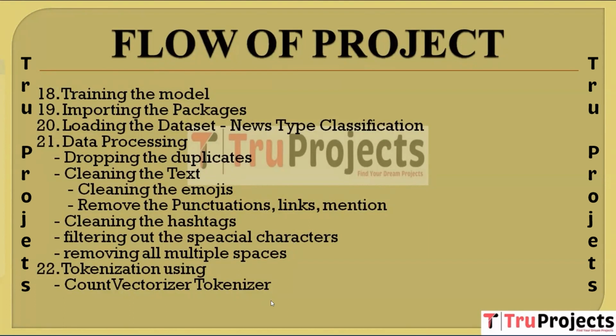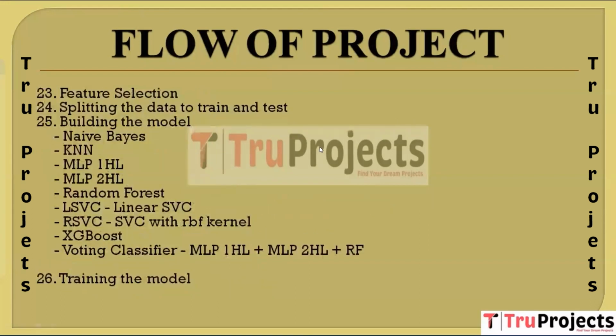Tokenization using the count vectorizer tokenizer. Count vectorizer is a method to tokenize text. It converts text data into a numerical format by counting the frequency of words in the text. Each word's count is used as a feature for machine learning models. Then next we have feature selection. Selecting the most relevant features is important to improve the model's performance. It involves choosing which tokenized words or features to include in the model based on their relevance to the classification task.